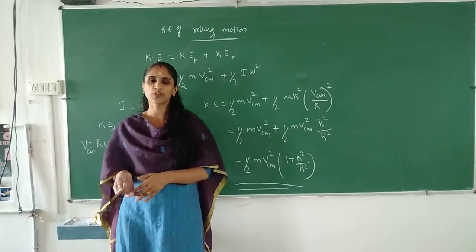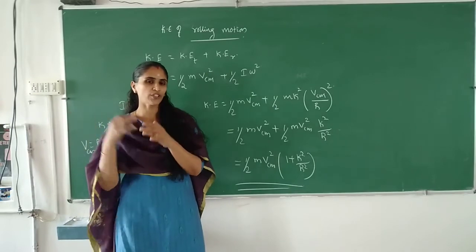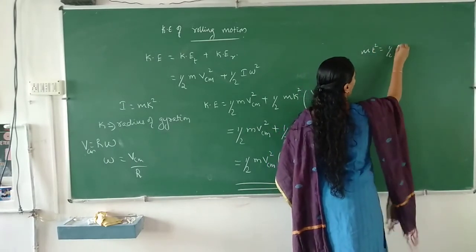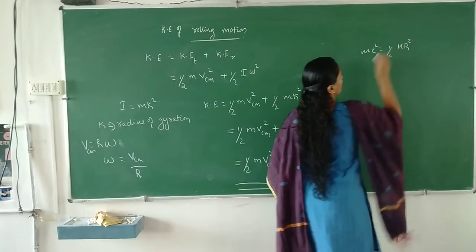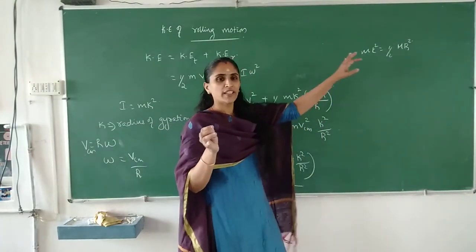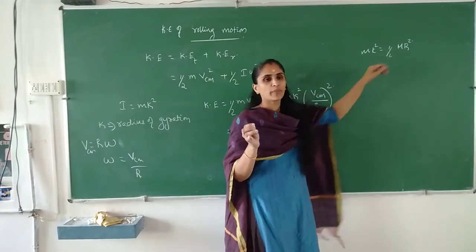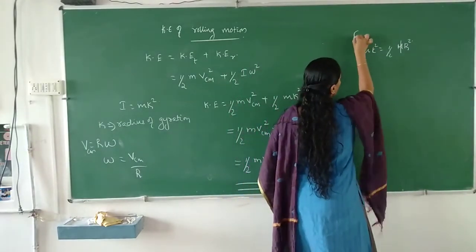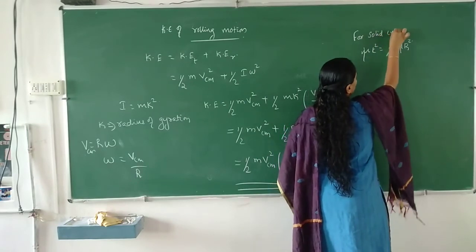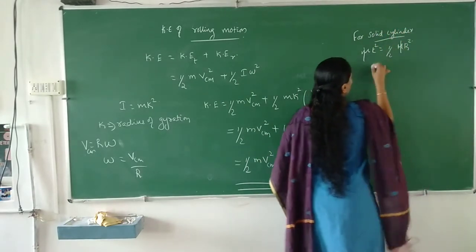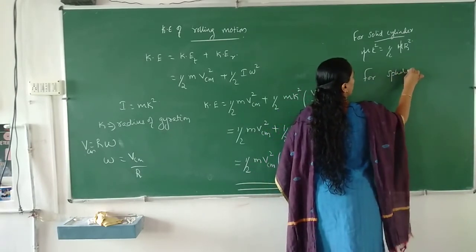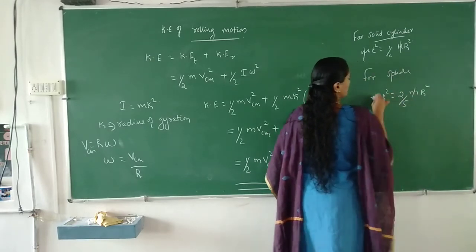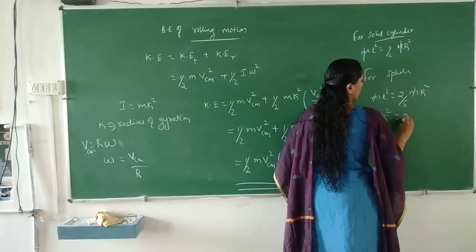How to find the radius of gyration of different objects? For example, the radius of gyration of a cylinder. You can equate mk square is equal to half mr square. For a solid cylinder, the moment of inertia about its axis is half mr square, equal to mk square. From that you can write k square equal to r square by 2. This is for a solid cylinder. For a sphere, how to find? Same way you can equate mk square is equal to 2 by 5 mr square. So k square, what you will get? 2 by 5 r square.